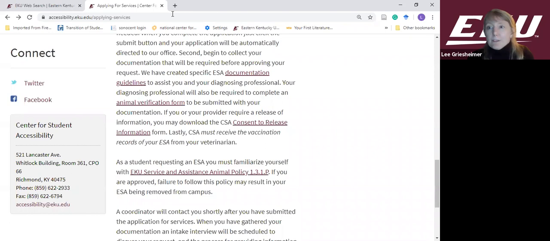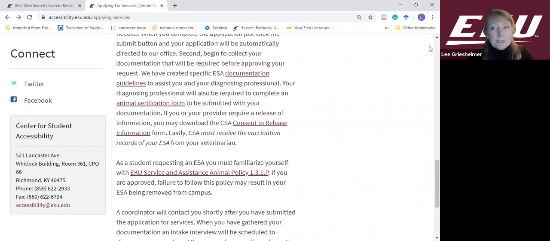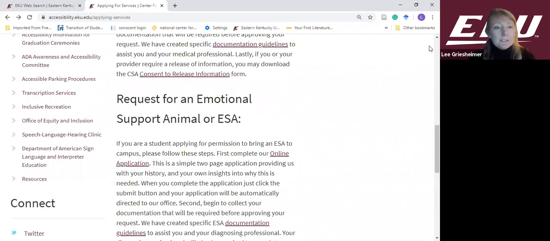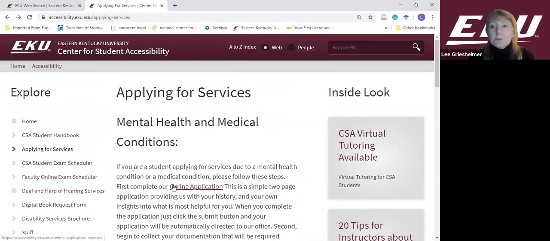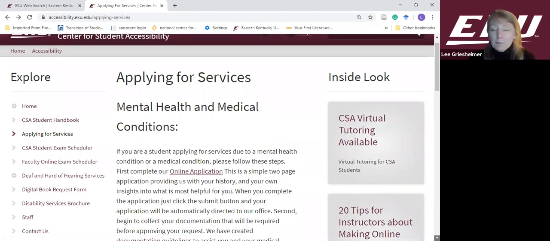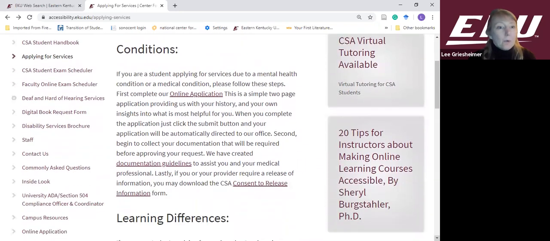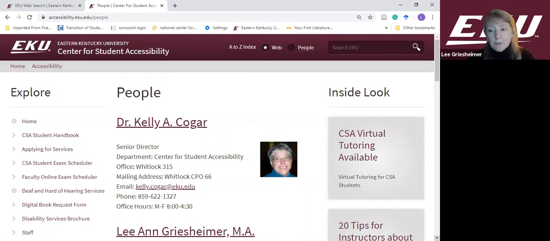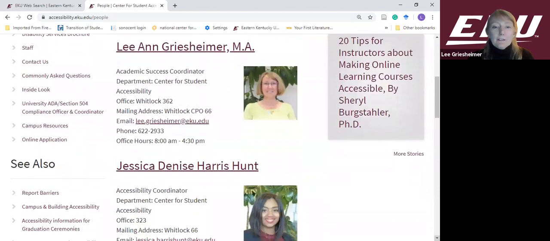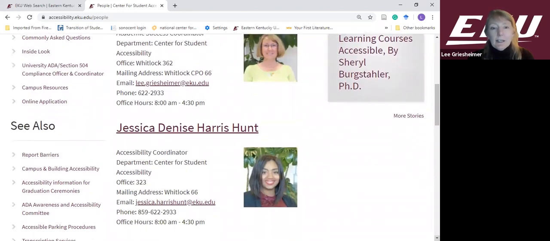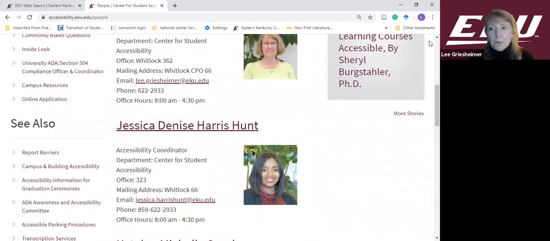So the third step in the process to becoming registered with our office is to schedule an intake appointment. And again, to do that, you can email our accessibility@eku.edu inbox, or you can communicate with one of our 3 staff members, Dr. Koger, the director, myself, Lee Griesheimer, or my colleague, Jessica Harris Hunt. Our email addresses are also on the website.